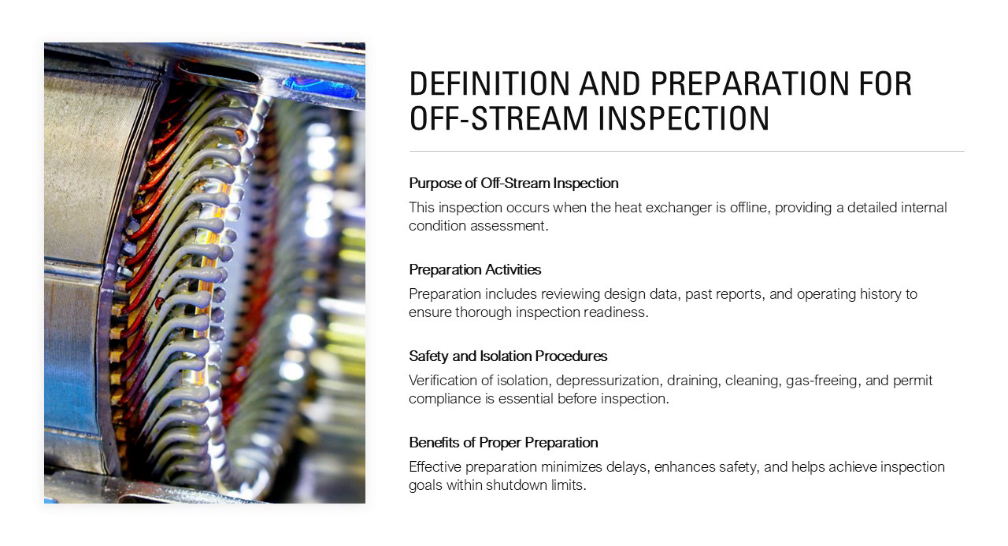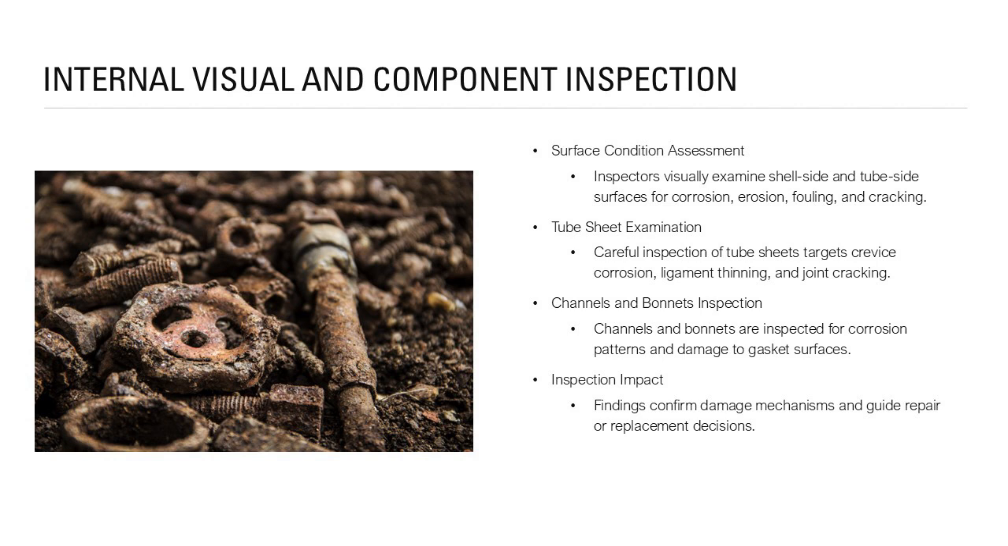Effective preparation minimizes inspection delays, improves safety, and ensures that inspection objectives can be fully achieved during the limited shutdown window. Internal visual inspection allows inspectors to directly observe the condition of shell side and tube side surfaces. Inspectors should look for corrosion, erosion, fouling, cracking, deformation, and evidence of overheating.